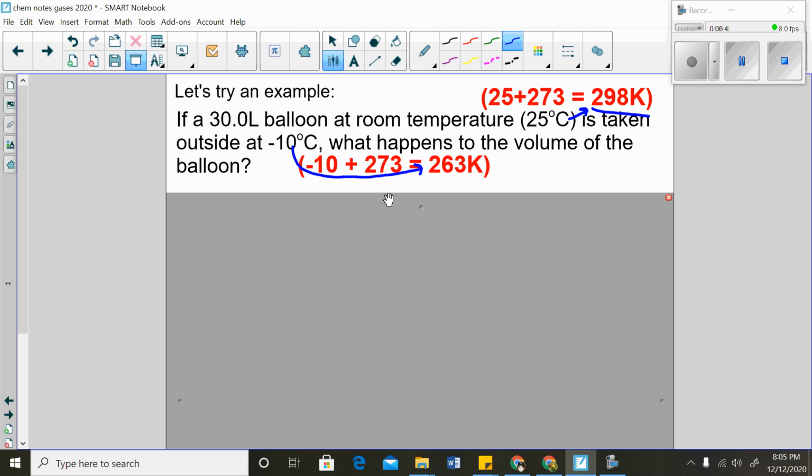Okay, so that being said, now look at your situation. What do you have here? What do you know about the balloon? It has 30.0 liters for its volume, and it's at room temperature, which is 298 K. Okay, you take it outside, the temperature drops, you're at 263 K. What's going to happen to that volume? Well, just according to his law, if the temperature drops, the volume should drop, but you've got to prove it.